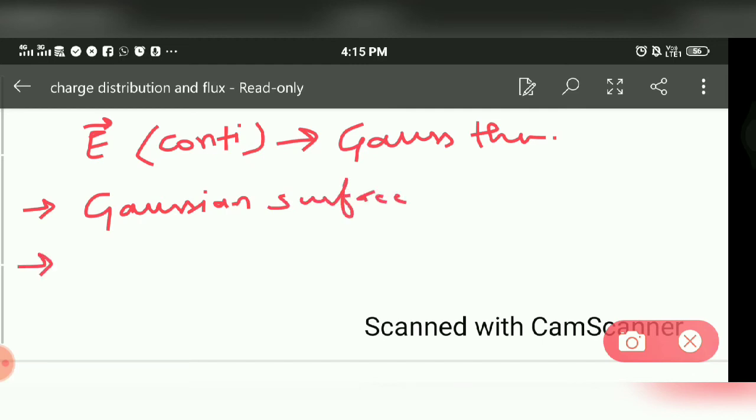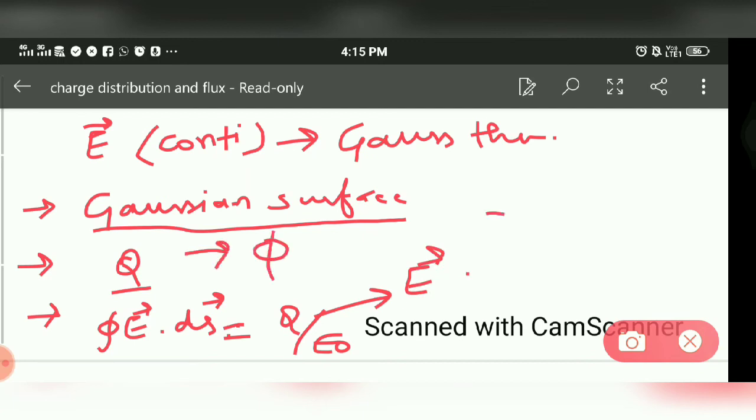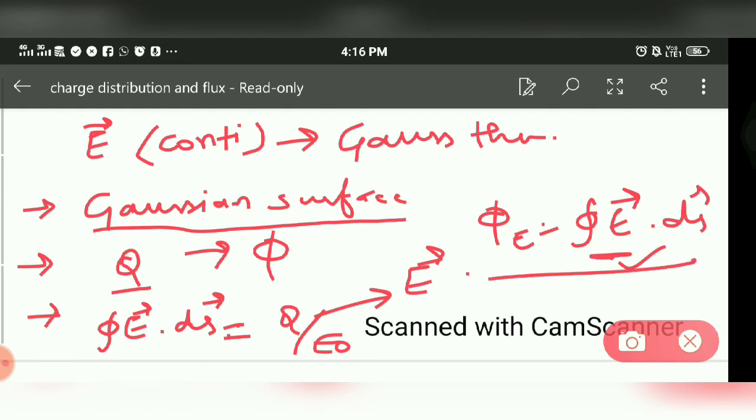Second point, by choosing the Gaussian surface, you have to find the charge enclosed by it. And then using this formula, integral of E dot ds equals q by epsilon naught, you can calculate the net electric field by solving it. Or otherwise, if you know phi, then by using phi equals the integral of E dot ds, again you can find E. The final term that we have to find is E, either using this formula or this formula. But first we need to have a Gaussian surface.